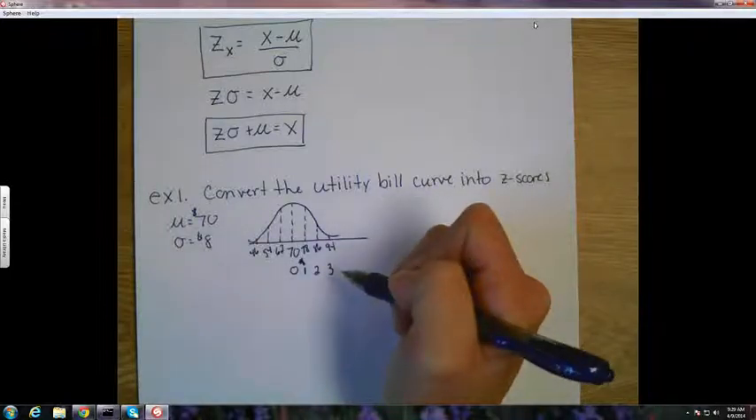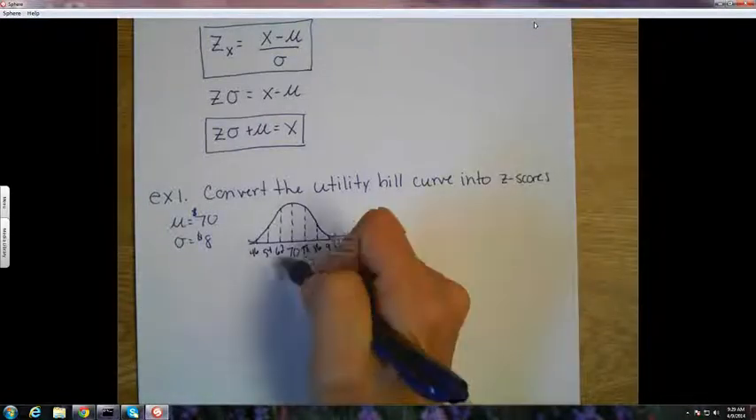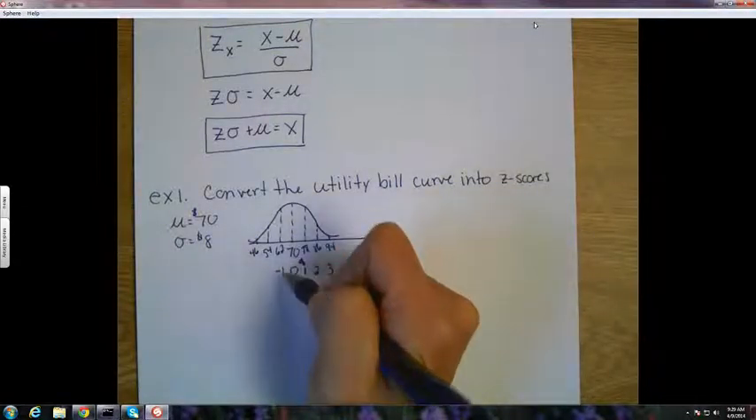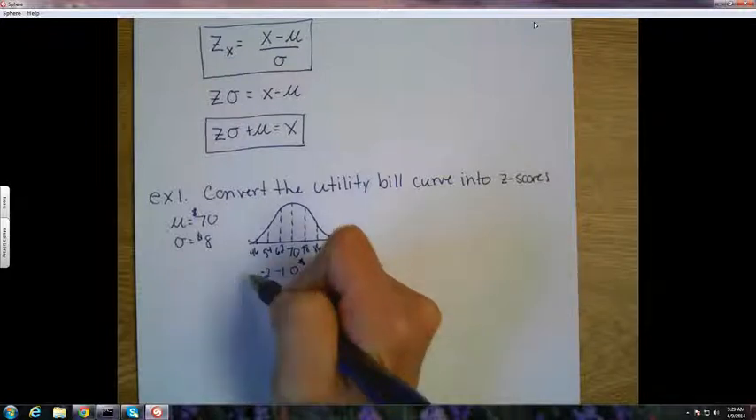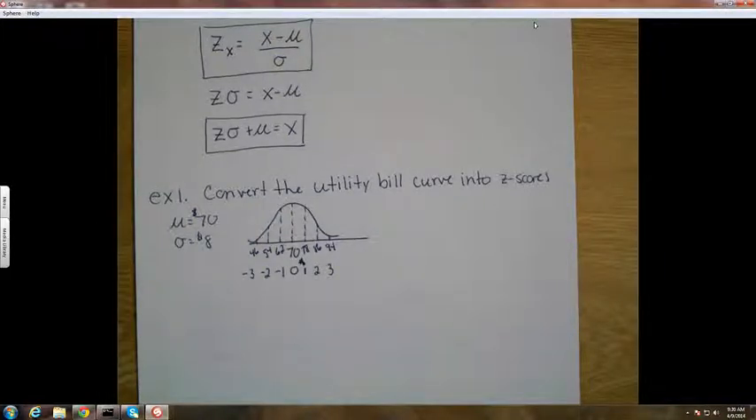Do I need the formula here? No, because they're landing right on those. So what is 62 going to be? -1, -2, and -3. Could we convert all data into z-scores, no matter what the graph is? Yes. And when we do that, what we create is called the standard normal curve.